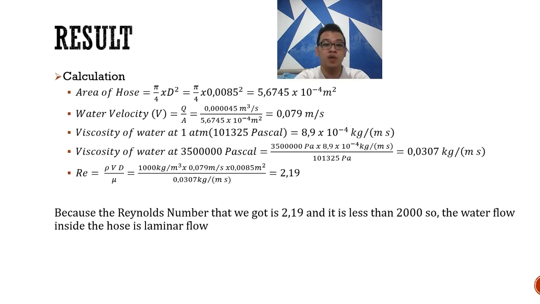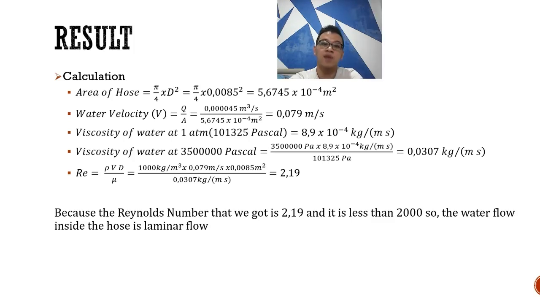We know that the higher the pressure, the higher the viscosity that the water has. So for the calculation of water viscosity at 3,500,000 Pascal, I multiply the pressure that I want by the known viscosity at 1 atmosphere, divided by 1 atmosphere. And I got the viscosity is 0.0307 kilogram per meter second.